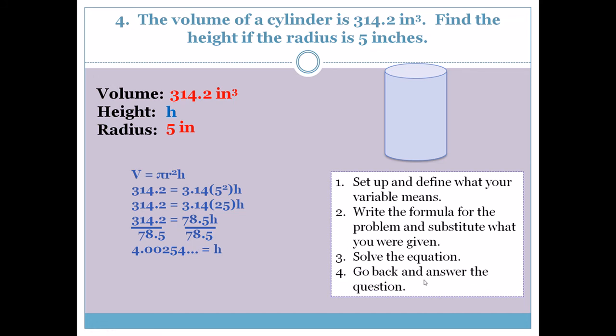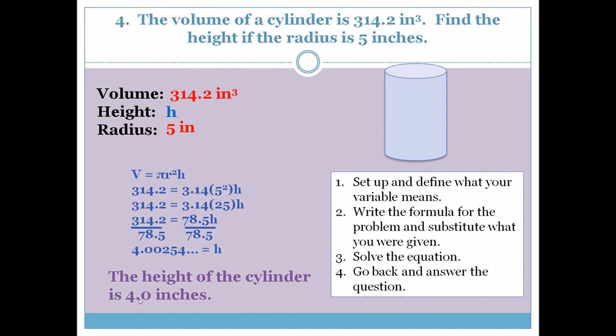It says go back and answer the question, and it says find the height. My rule of thumb is they gave me volume to 1 decimal place, so I'm going to give them height to 1 decimal place. And it just so happens it's 4.00. So I'm going to write down: the height of the cylinder is 4.0 inches.